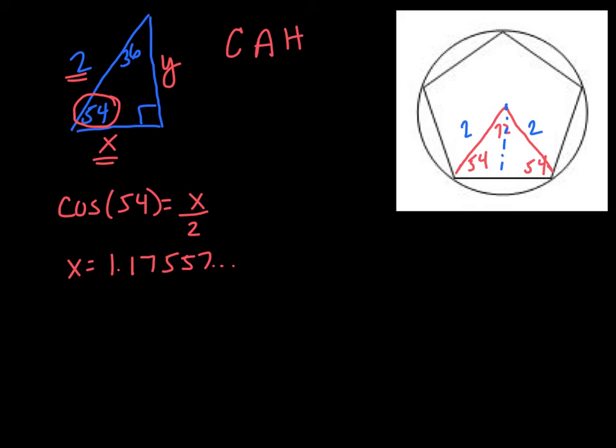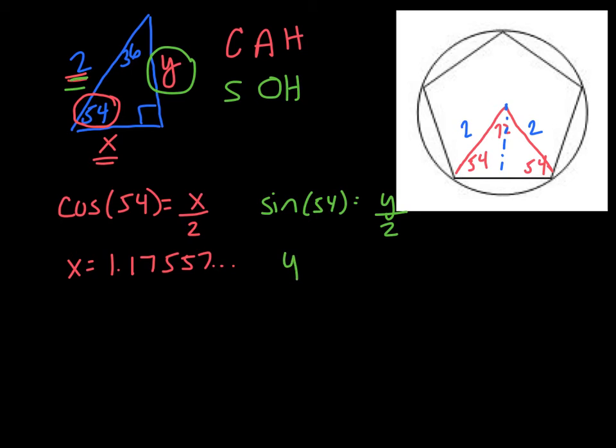Same idea to solve for y. If I stick with the 54, I'm going to be using my opposite side and my hypotenuse. So I'll be using sine in that case. Sine of 54 is equal to y over 2. In your calculator, do sine of 54 times 2, and you should get that y is equal to 1.618.